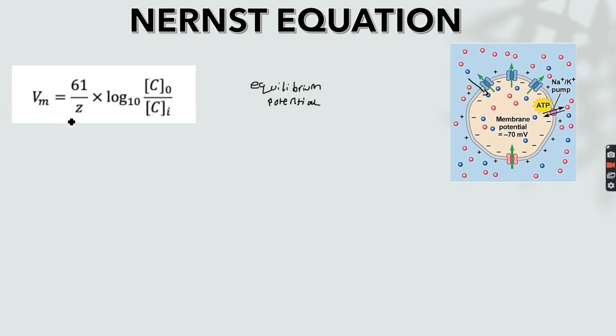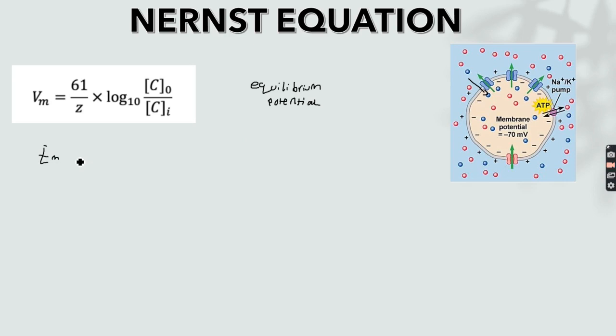for that cell. And we can calculate the equilibrium potential for a particular ion using the Nernst equation, where EM or VM is the equilibrium potential, Z is the valence of the ion, and this bracket means the concentration of the ion outside the cell, so that's O for outside, and the concentration of the ion inside the cell. And we can just plug the numbers in here and it will give us the equilibrium potential.